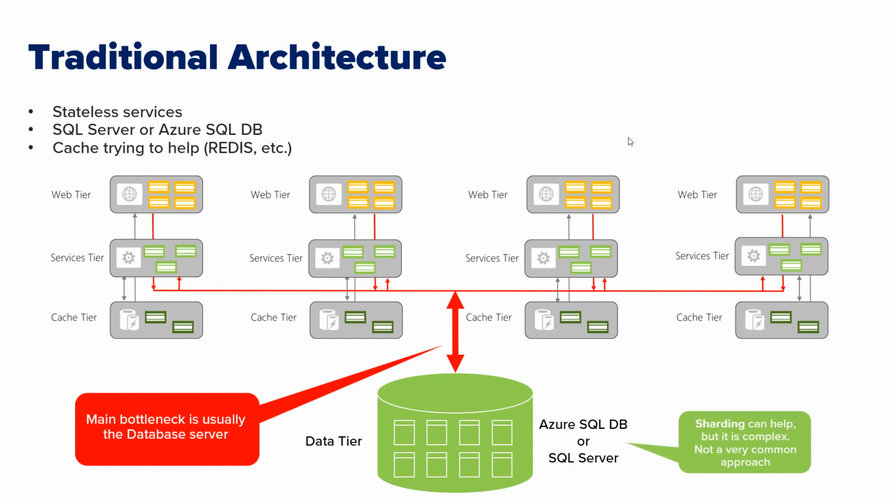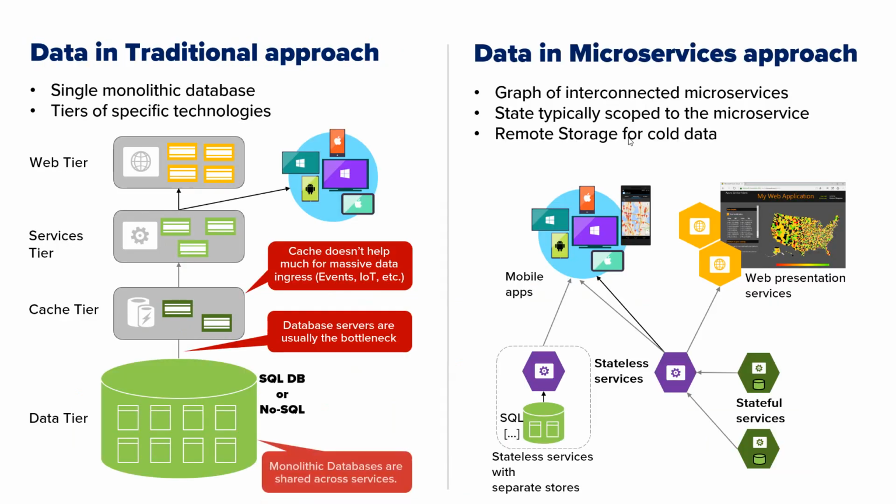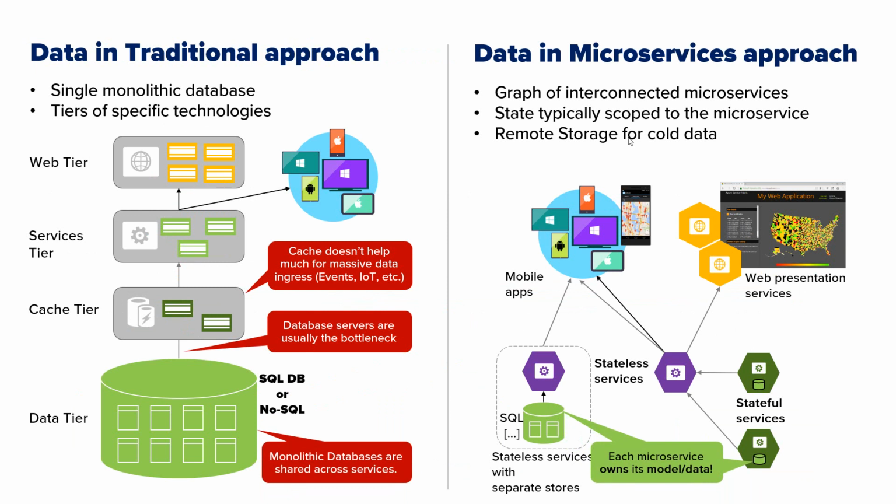Sharding can help, but it's complex and it's not really a common approach. Data in that traditional approach is a single monolithic database, with tiers of specific technology. Caching doesn't help for really massive data ingress. Database servers are usually the bottleneck. Monolithic databases are shared across services traditionally. So what does it look like in a microservices approach? You have a graph of interconnected microservices, state typically scoped to the microservice, and remote storage for cold data.